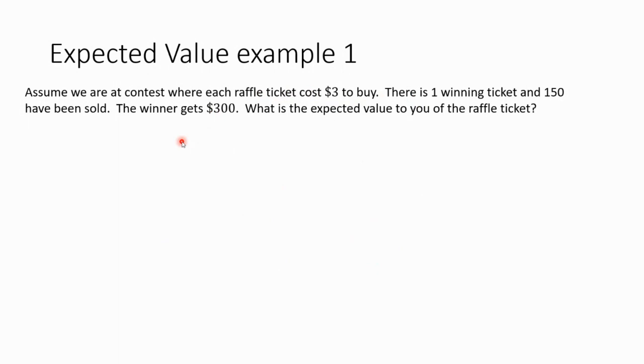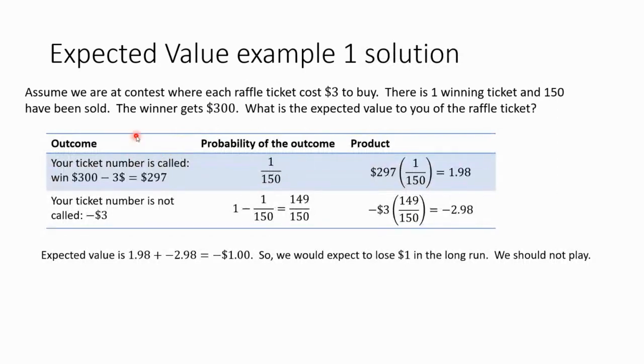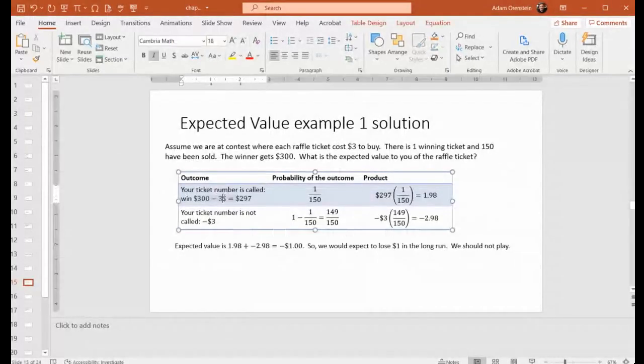Okay, so let's analyze this. The two outcomes, of course, are your ticket, the one you bought, gets called and you win the $300. The other outcome is that your ticket is not the winning ticket and you don't win the $300. Well, if your ticket gets called, that is, if your ticket is the winning ticket, you win $300. However, remember, you paid $3. Let me put that dollar sign on the other side.